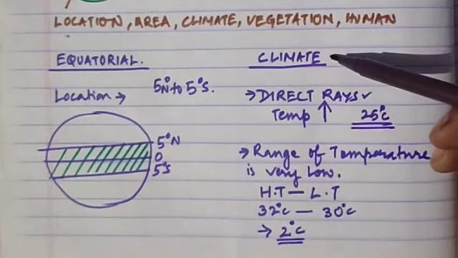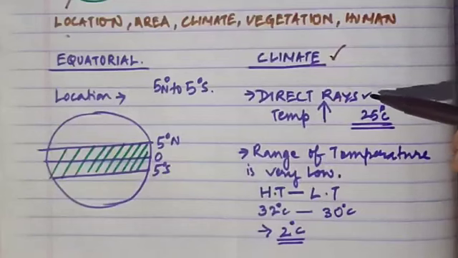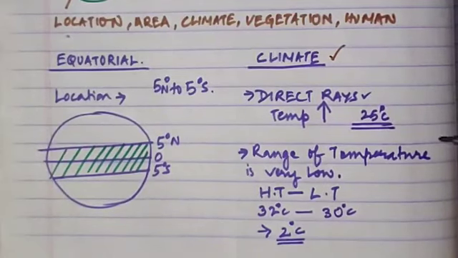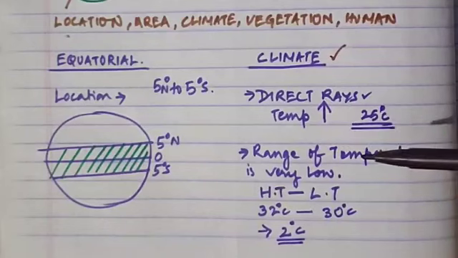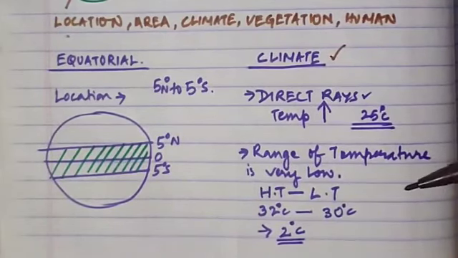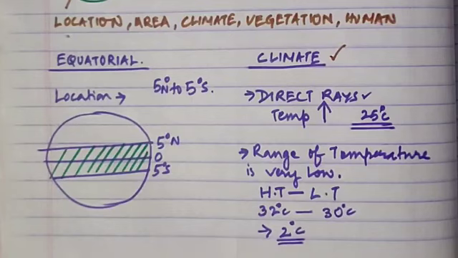Now let us discuss the climate of this area. Now the first point, as you can see, this area receives the more or less direct rays of the sun throughout the year. So definitely the temperature will be high throughout the year, and the average temperature of this place is 25 degrees Celsius. Now the range of temperature is also very low.